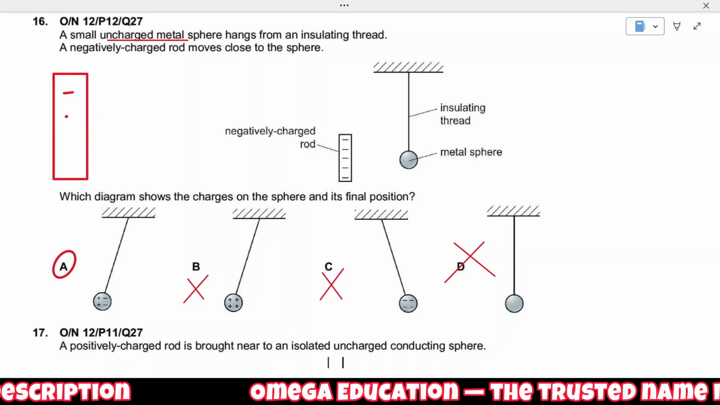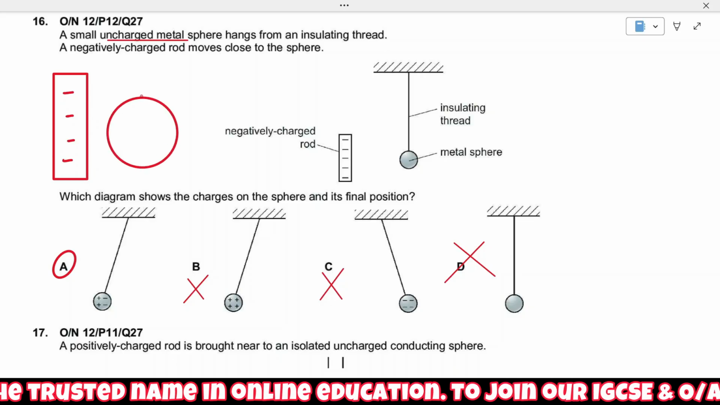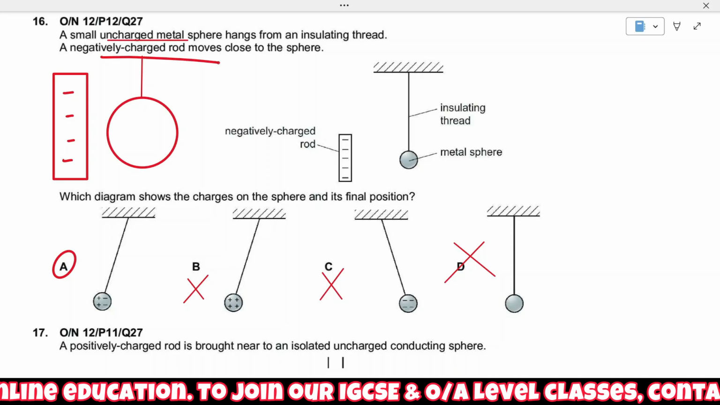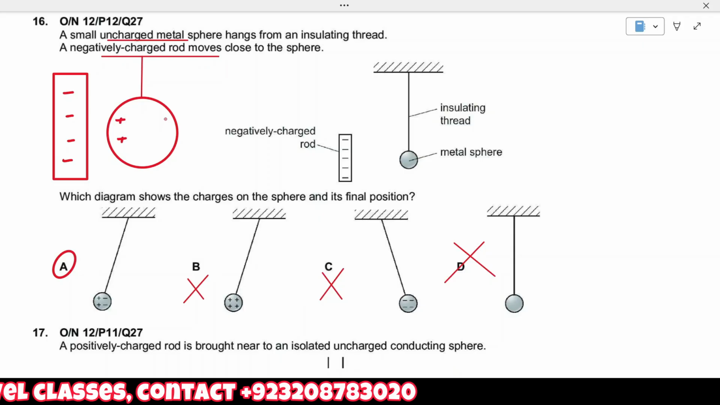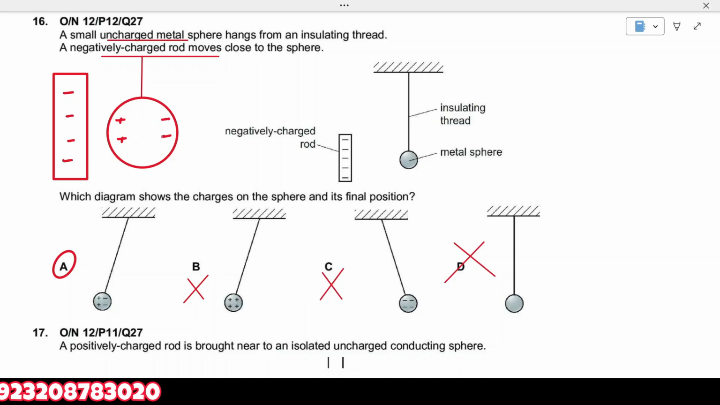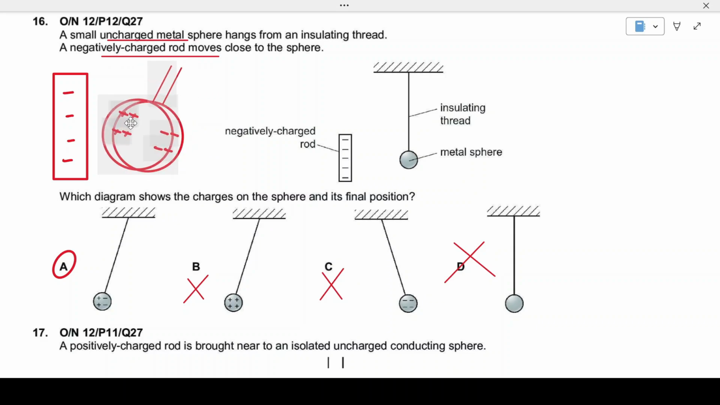Because if the rod is negative and we have a sphere here which is being hung by a thread, then the like side would have negative... the near side would have positive, the far side would have negative, which is identical to diagram A. And it also says that the sphere will be pulled towards the rod. So now it would look something like this.